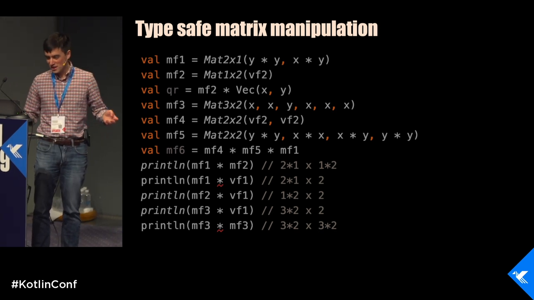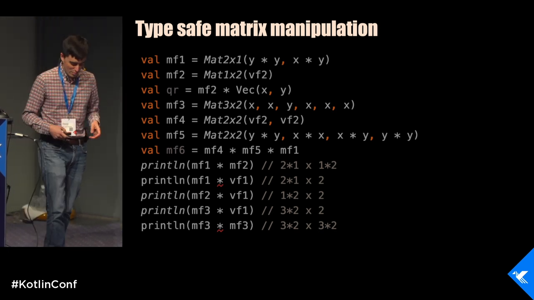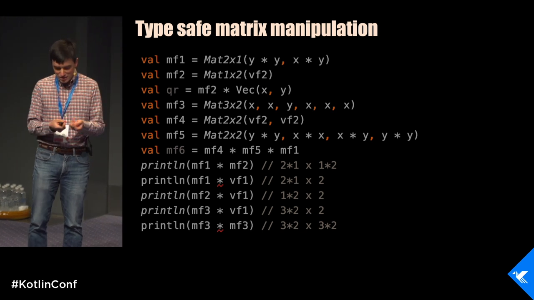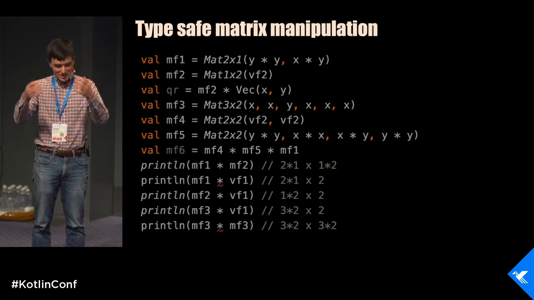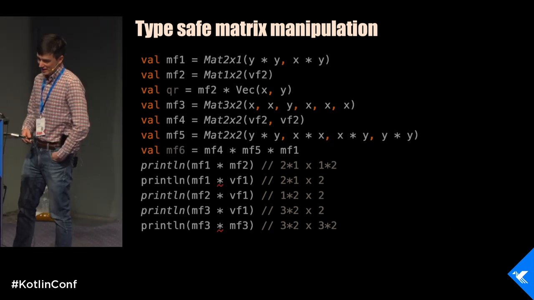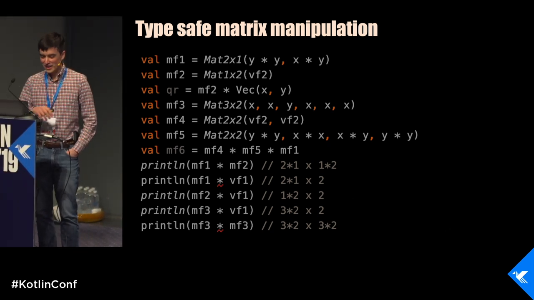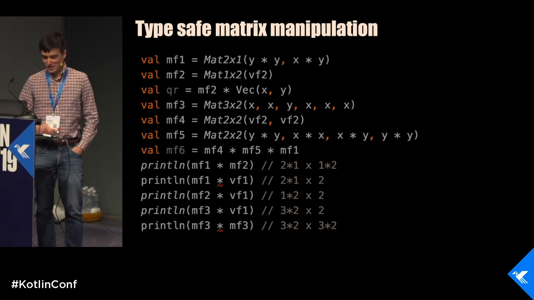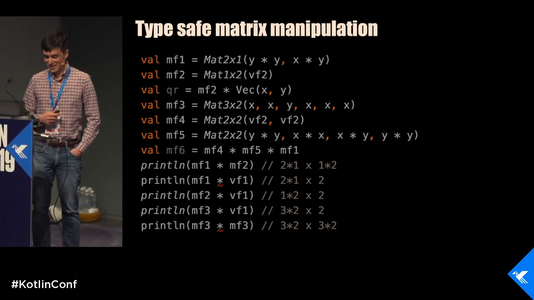We can do this for matrices as well. So if you try to multiply two matrices together and the inner dimensions don't match, then you just get a nice little compiler error. And the IDE can localize this, and the usability is really nice if you try it out.